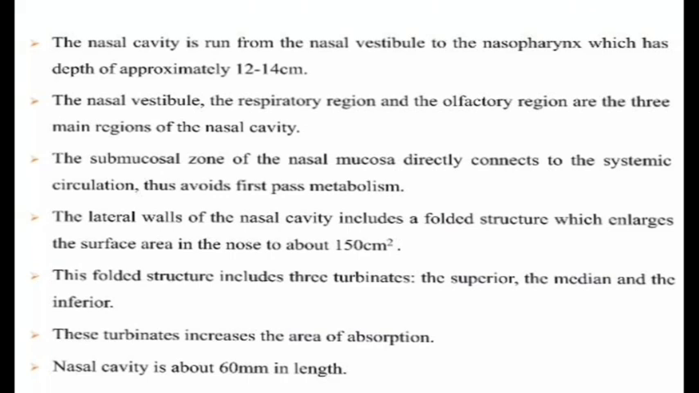The submucosal zone of the nasal mucosa is directly connected to the systemic circulation, thus avoids first pass metabolism. The lateral walls of nasal cavity include a folded structure which enlarges the surface area of the nose to about 150 cm square. This folded structure includes three turbinates: the superior, the median, the inferior. These turbinates increase the area of absorption. Nasal cavity is about 60 mm in length.